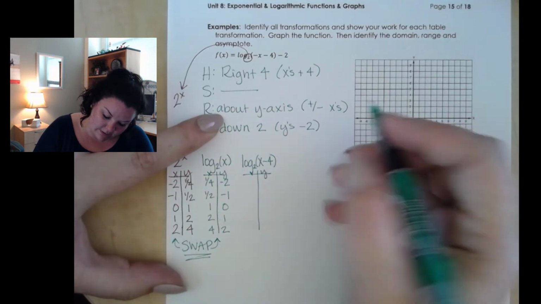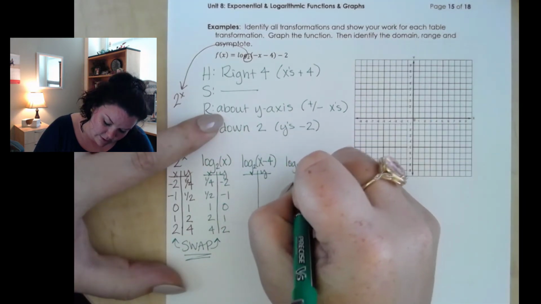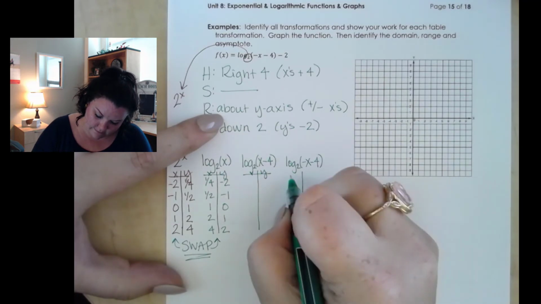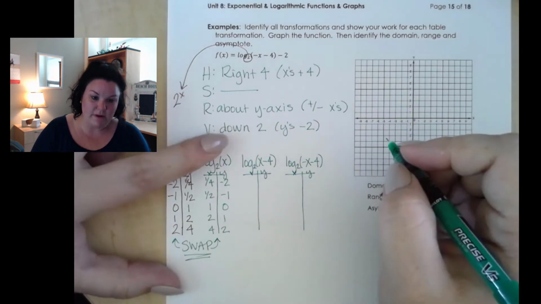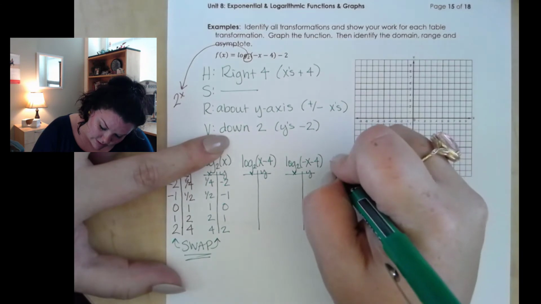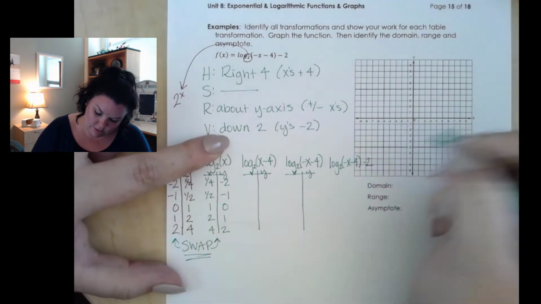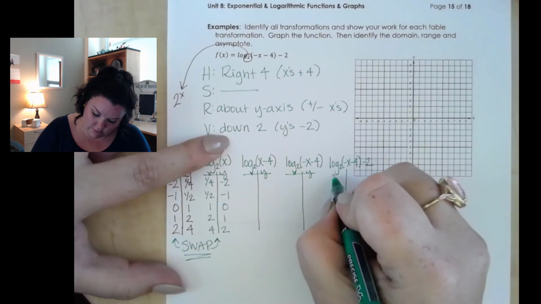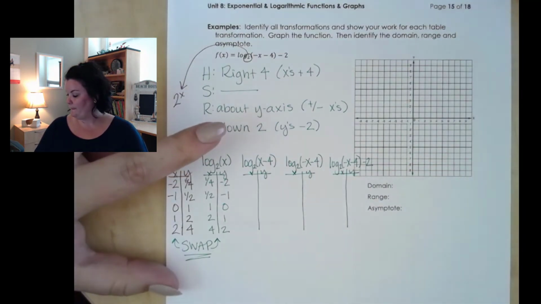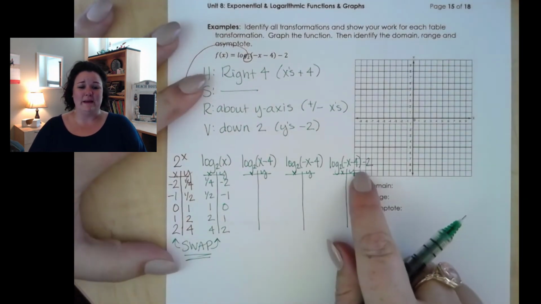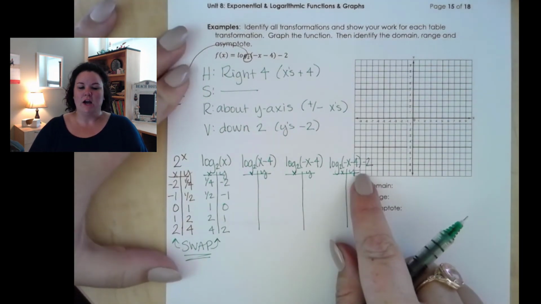So the next one is my reflection. So that would be log base 2 of -x minus 4. And then I do my vertical shift down. So then I have log base 2 of -x minus 4 minus 2. All right, and I ran a little bit into my graph. Whoopsie. All right, so let's look at these.